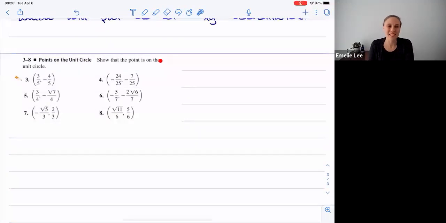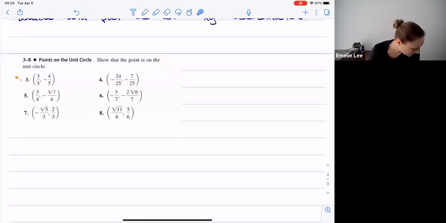Show that the point is on the unit circle. It looks like the root was cut off. That seems weird. Sorry about that, guys. Let's do number 7. How do we show that something's on the unit circle?